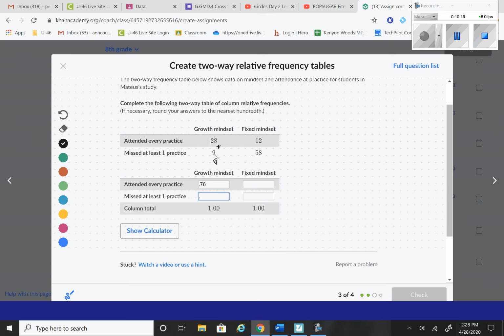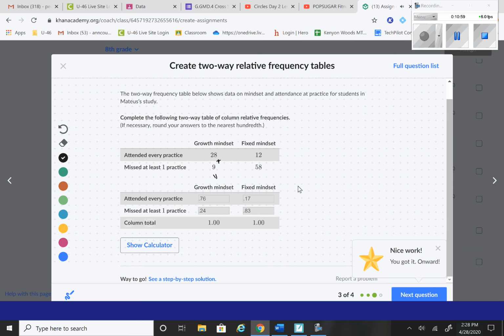One thing you should notice when you're doing these is that in the column, or sometimes the row, it should add up to 1 because it's a percentage. It's out of the total. In the second column, fixed mindset, we have 12 and 58. So 12 plus 58 is 70. And 12 divided by 70, that's 17%, so 0.17. And then the last one, 58 divided by 70, I get 0.828, so I rounded up to 83%, so 0.83.